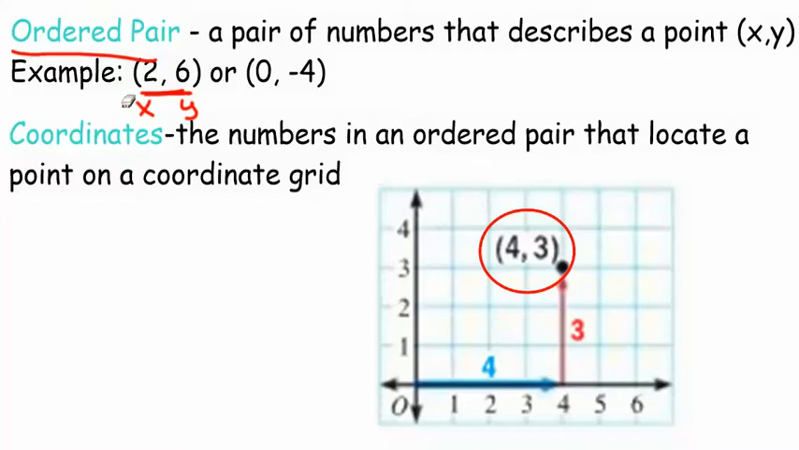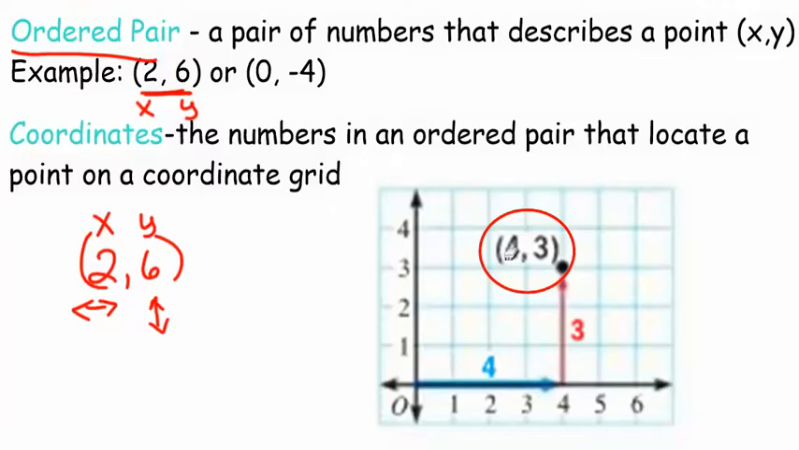So again, if I give you the ordered pair of 2, 6, let me write this here, 2, 6, okay? That first number is my x coordinate. So remember, my x coordinate is on my x-axis. So that lets me know my first number is either going to go right or left, okay? My second number is my y coordinate. So that's going to tell me if I'm going to go up or down, okay?